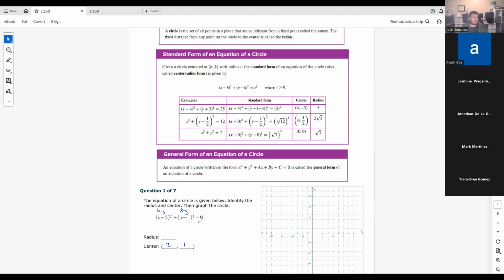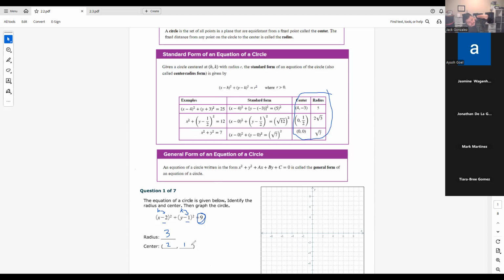Now the radius we said is the square root of whatever's over here. Since it's in standard form, we can just do that. All right, we said if it's in this form, then we can find all this information here. What is the square root of 9? Yeah, it has to be 3, right?